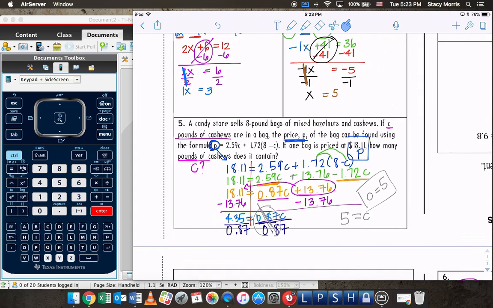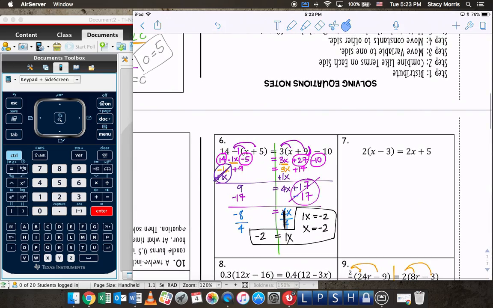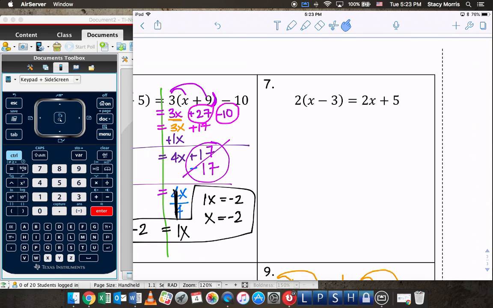All right. We're going to go now to number 7. It looks like it's the next one. So number 7, we have some parentheses. So we're going to distribute first. Again, distribute means to multiply. So we're going to do 2 times x, which is 2x. 2 times negative 3 is negative 6. Equals, we don't have to distribute on this side, so 2x plus 5.